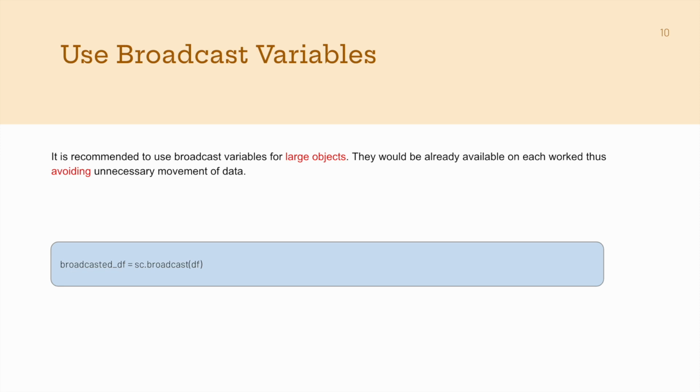Okay, it's not about the data, it's not about the data frame. Of course you should broadcast the data frame, but data frames should be broadcast when they are small. So we keep a copy of these data frames on every node, but this is about broadcasting the variable. If you have large objects or large classes, you should broadcast them so they are already available on each worker, and Spark does not do unnecessary movement of data.